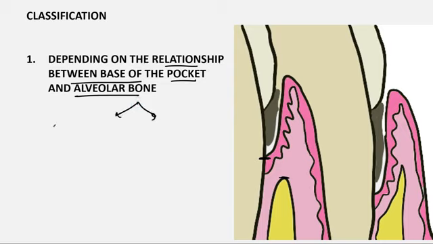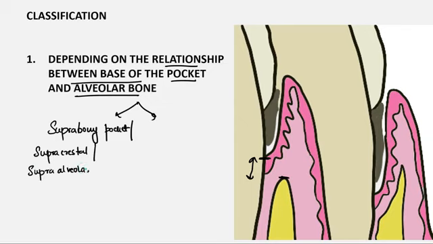First category is called the supra-bony pocket. In a supra-bony pocket, the base of the pocket is more coronal to the alveolar crest. As you can see, the base of the pocket is more coronal to the alveolar crest. Supra-bony pockets are also otherwise called supracrestal or supraalveolar pockets.